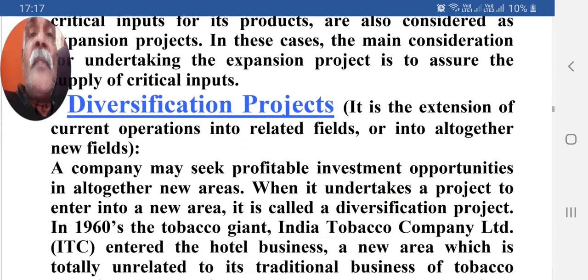And then you may classify the project according to diversification. Diversification means the extension of current operations into related fields or into altogether new fields. A company may seek profitable investment opportunities in altogether new areas, because the company wants to search for profitable investment opportunities in new areas. When it undertakes a project to enter into a new area, it is called a diversification project.